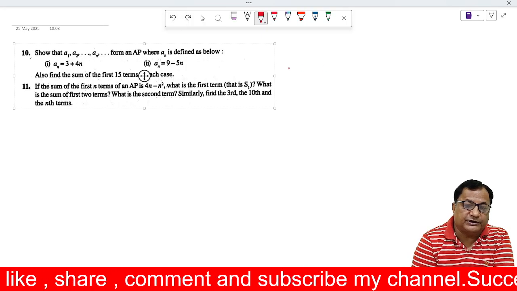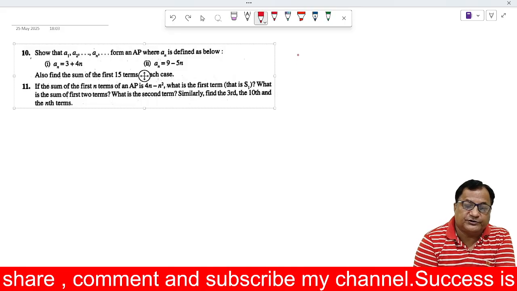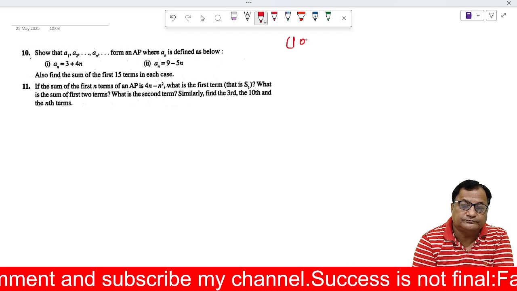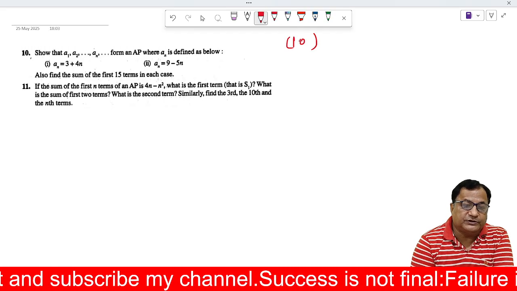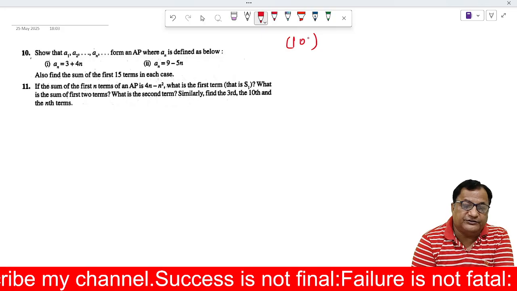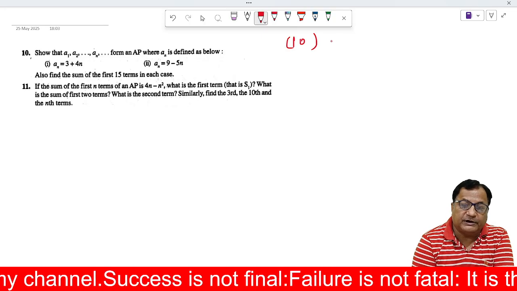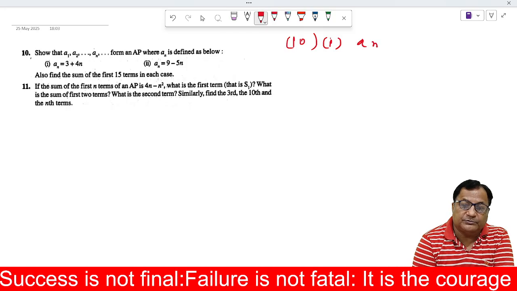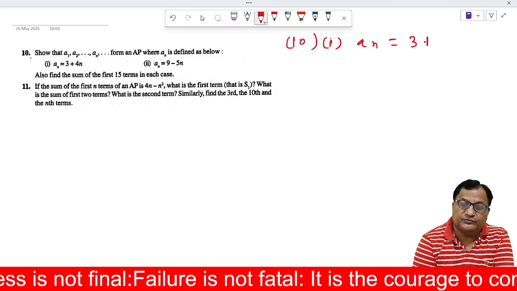Question number 10. Show that this forms an AP, where a_n is defined as follows: a_n is equal to 3 plus 4n.